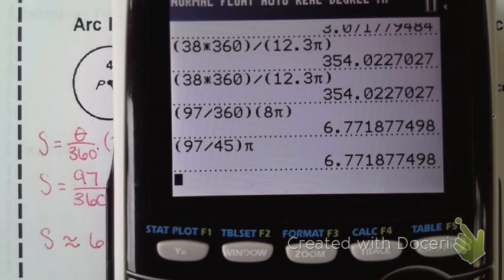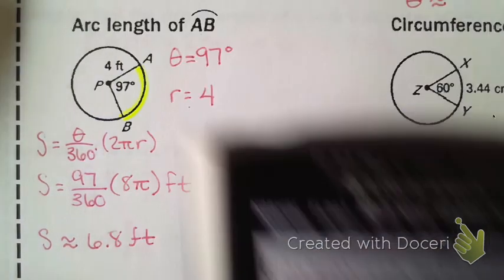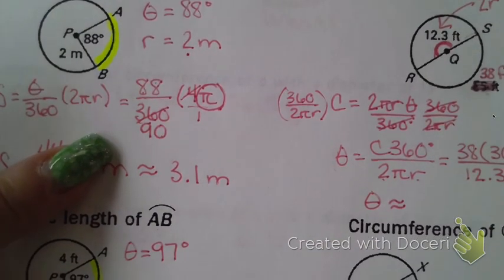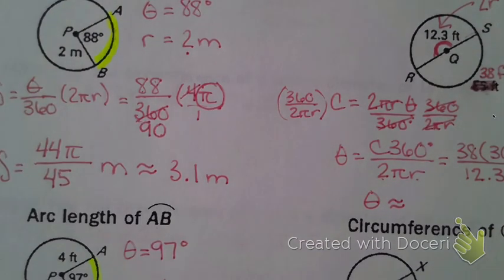Wait, but didn't we take half of 88 on A? No, we didn't. Yeah, because we got 44 pi over 4. Oh, because we reduced both by 2 because we had 88 over 90, so we could reduce it by 2. Yeah, okay, that's where I messed up then.